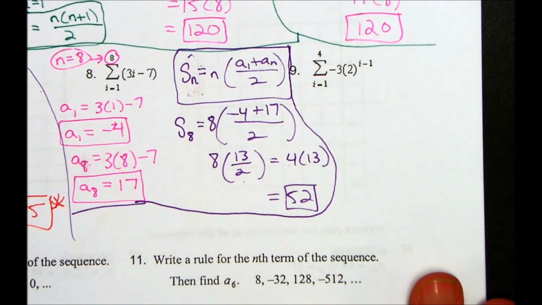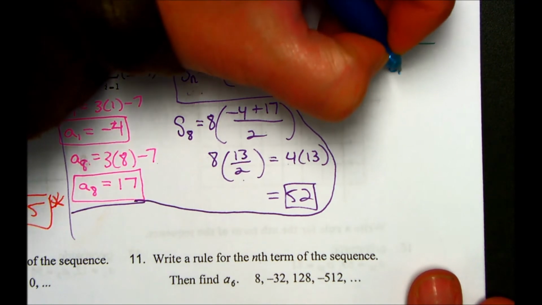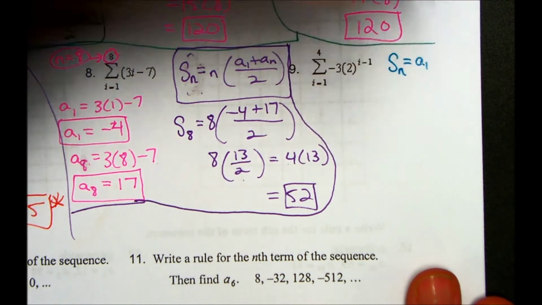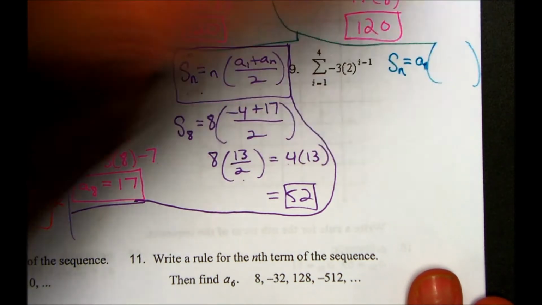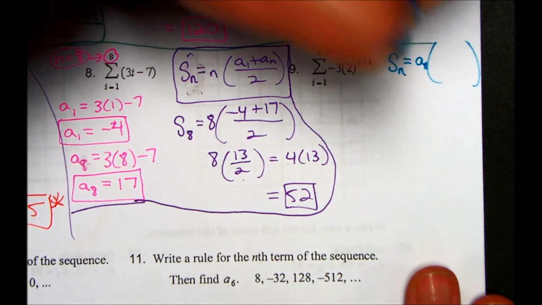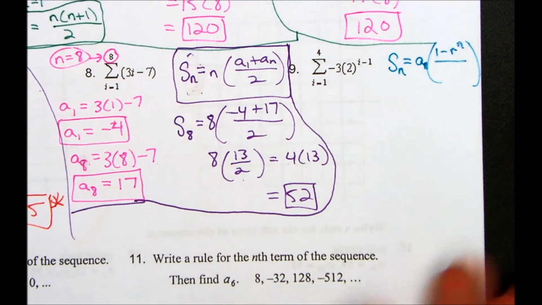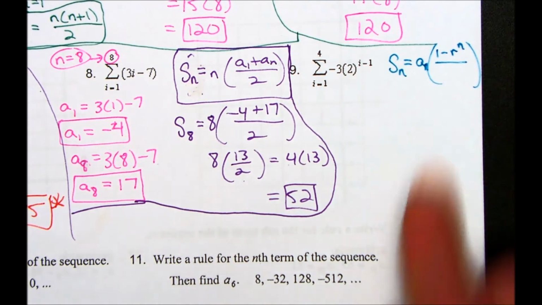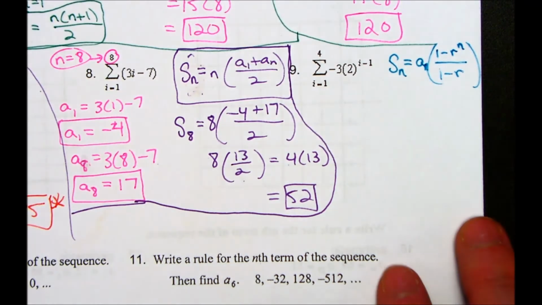The formula, I'm going to write it down, so S sub n equals a sub 1 times, in parentheses, 1 minus r to the n power. And again, you have these formulas on your formula sheet, so you don't have to necessarily write them down, but I'm writing them down to use in my instruction.